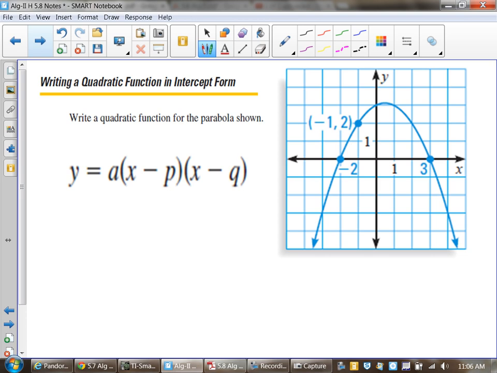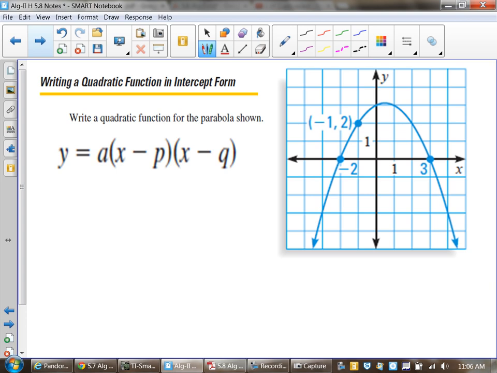I'm going to be solving for a because I don't know what that is. I have a coordinate and I have 2 zeros. I fill in the blanks. My coordinate is -1 and 2. Yes, sir. What do p and q stand for? Those are your zeros. Alright, so p equals -2 and q equals 3? Yes.